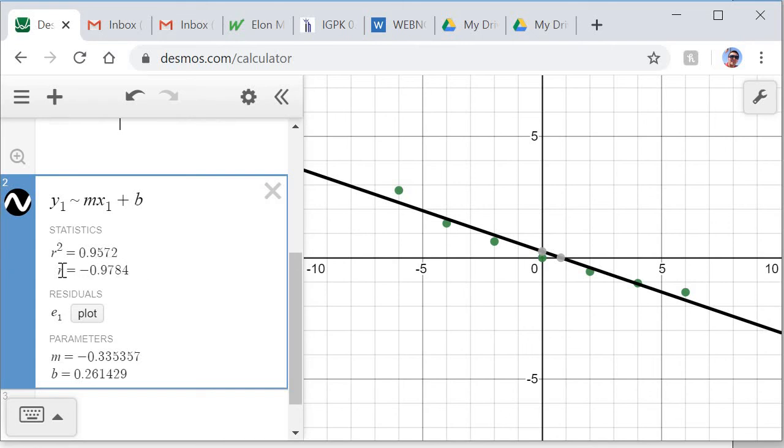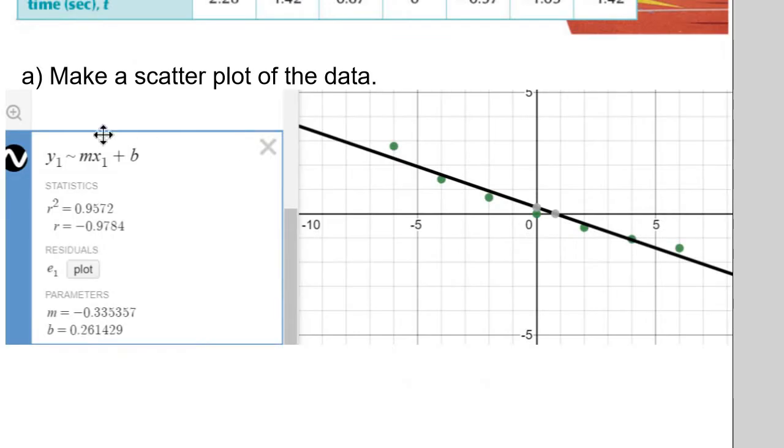I don't think I can copy paste this. There you go. We copy and paste it into our sheet, and we're going to look at the R, the coefficient of correlation, but also we're going to take a look at R squared.